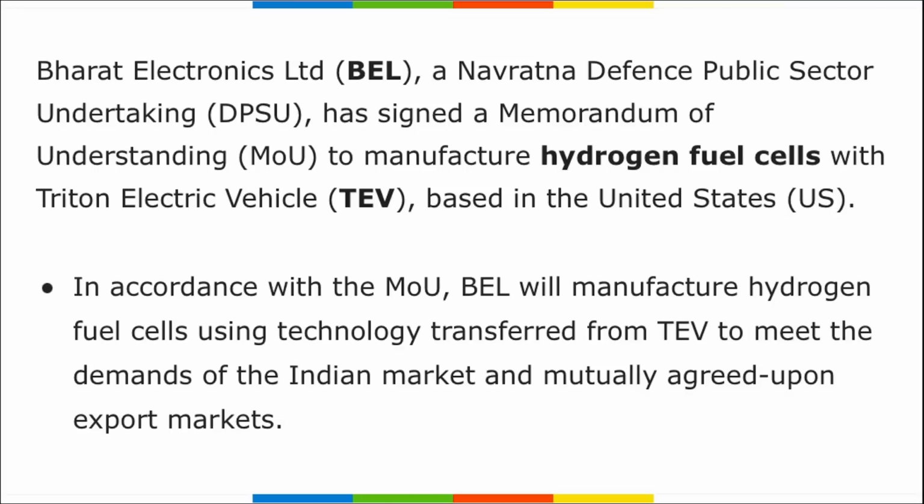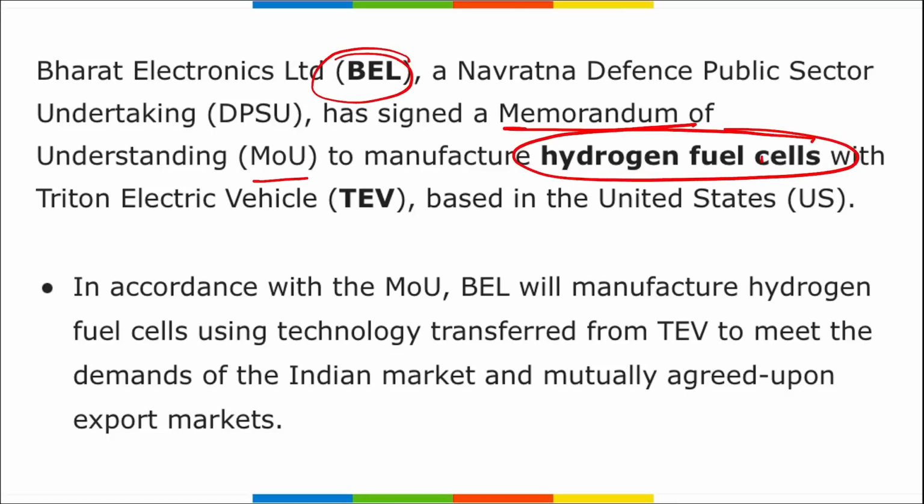Highly important, friends. So which two organizations signed here? It was BEL that signed a memorandum of understanding to manufacture what? To manufacture hydrogen fuel cells. With which company was this MOU signed with BEL? It was TEV, that is your Triton electric vehicle, with whom Bharat Electronics Limited signed an MOU so that they can develop hydrogen fuel cell. Highly important.